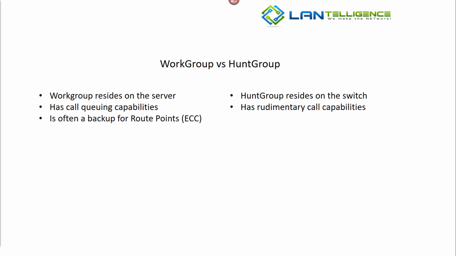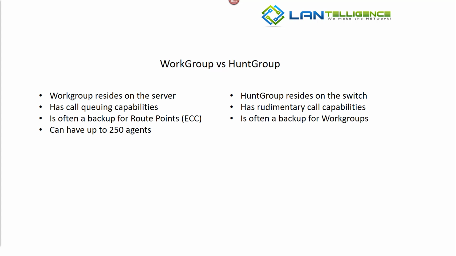All right, and the work group is often a backup for route points in the enterprise contact center. And we use the hunt group as a backup for work groups. So in a contact center, we can have the contact center route points backed up to work groups and the work groups backed up to hunt groups, so that you have 2 levels of failover, if it's not a redundant contact center, so calls will still get routed to agents. Obviously, if it's routing to a work group or a hunt group versus the contact center, you're not going to get the same level of call reporting, but calls are still being answered, and that's the key point.